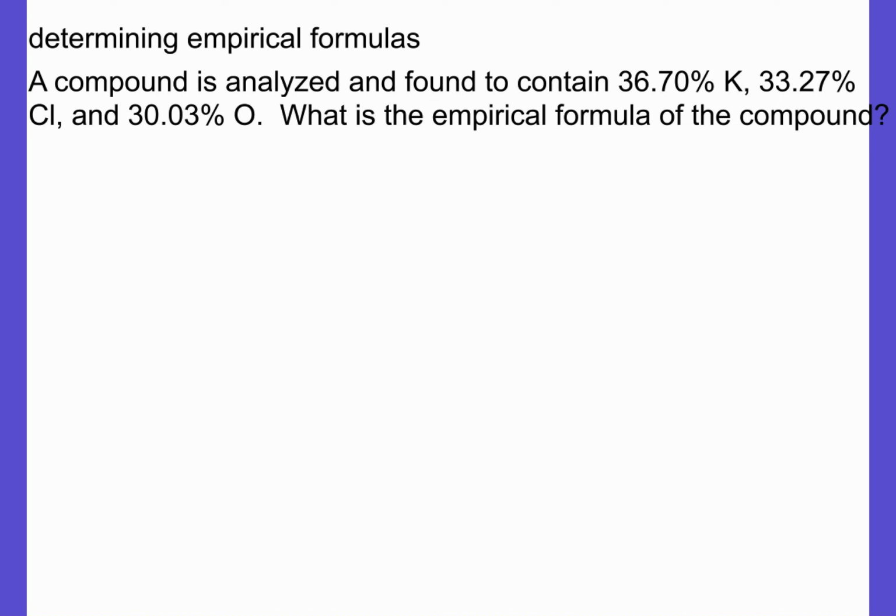Otherwise, when you're determining an empirical formula, you're going to be given data like this in percents, and it's pretty easy. If you have a percent, you're just going to assume that it's a mass, because we can assume that the total mass of this sample was 100 grams. So 36.7 grams of it would be that potassium. And I'm going to start changing grams into moles. I just have to look up potassium, which is 39.10 on your periodic table, and divide there.